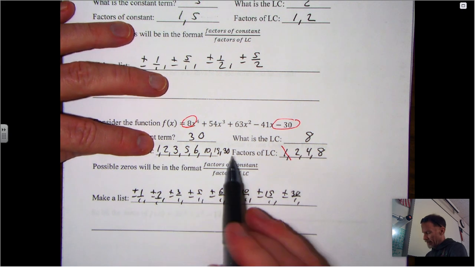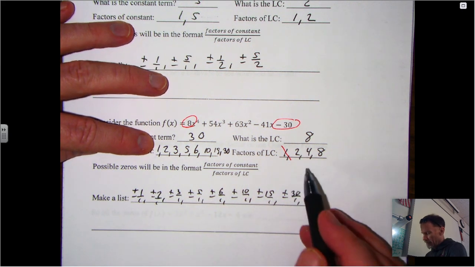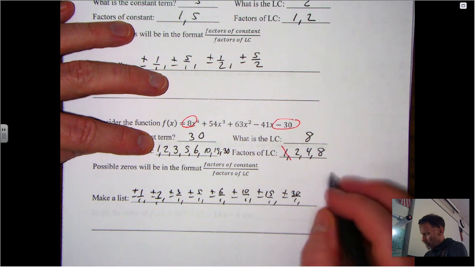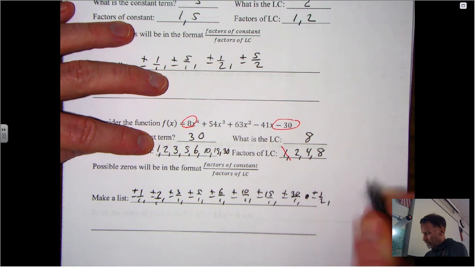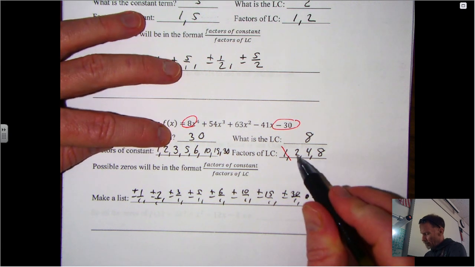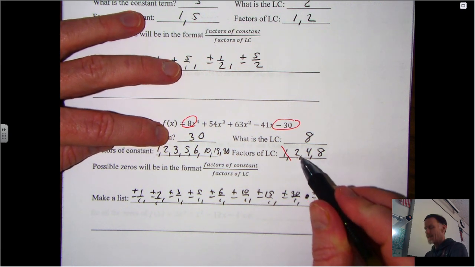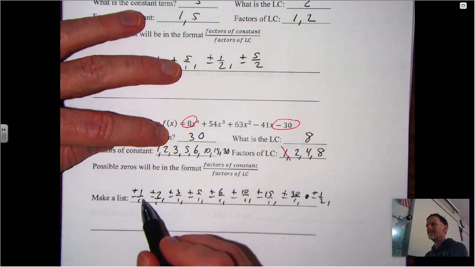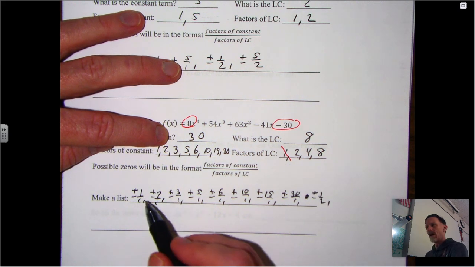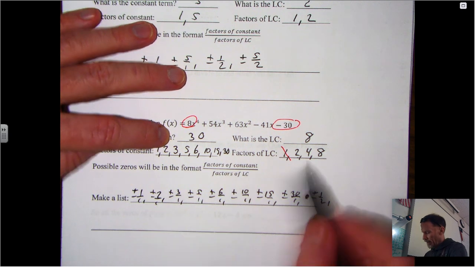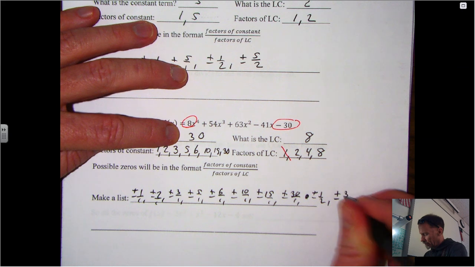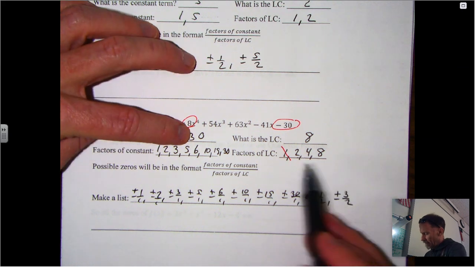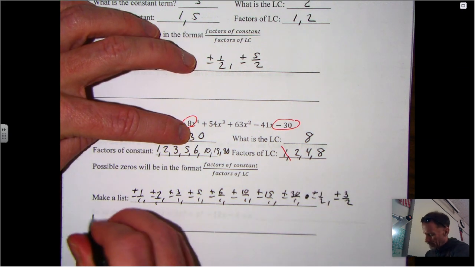Now I want to do the next set. So now I'm going to put each of these things over 2. But watch what happens on some of these. So 1 over 2, obviously I need that one, plus or minus 1 over 2. But then 2 over 2, I don't need it, because 2 over 2 is just 1, and I already have it. Right? So I don't need to write that one down. 3 over 2, yep, need that one. 5 over 2, need that one.